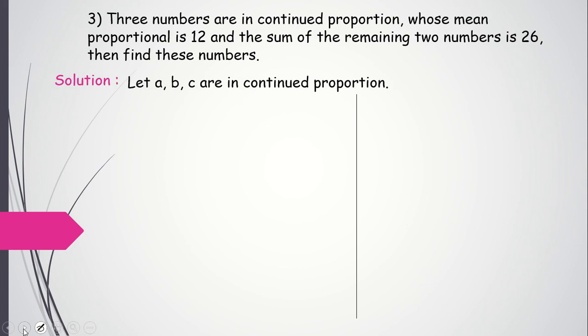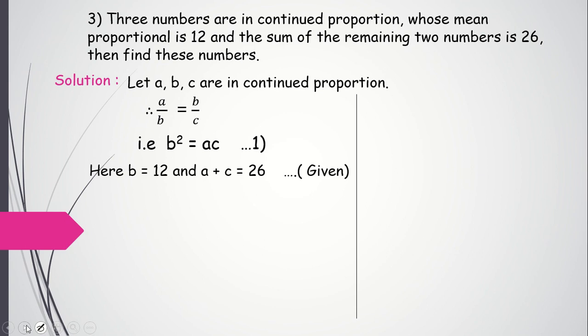Let A, B, C are in continued proportion. So we assume those three numbers to be A, B and C. Now whenever in continued proportion, we know we are going to get B square is equal to AC. But here, three numbers are in continued proportion and mean proportional is 12 is given. So they have given us that B is equal to 12. So here one thing we get is 12 square is equal to AC. That is AC is equal to 144. This we are going to get.